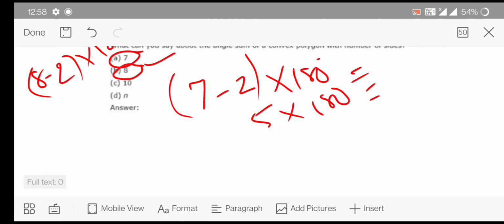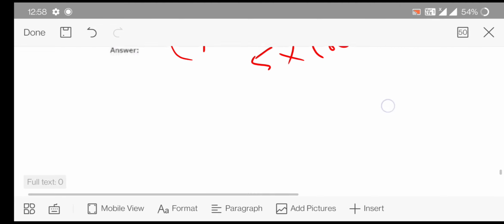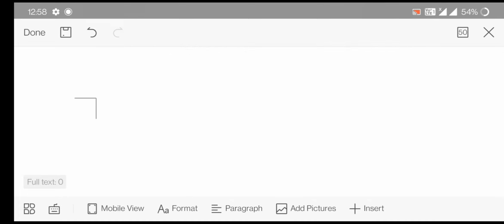And for n, it is n minus 2 into 180. Here it will not be subtracted, n means for any number of sides. So this is how you can solve the question 4.